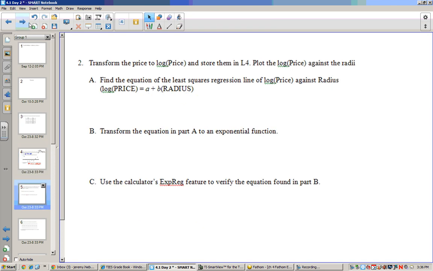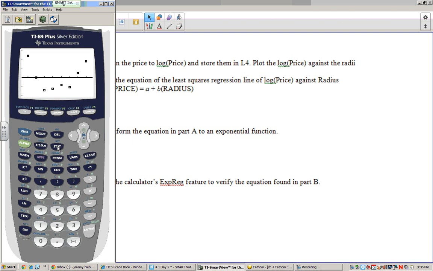And on the next page, it says, now let's put log of price in our L4 and then plot that against the radii. So I'm going to come in here, hit stat, I'm going to edit. Now I'm going to go all the way over to L4 and hit log of L2. So I'm going to log all of these values. All right, so now I want to look at this linear regression of L1 and L4. So it's my x values and the log of my y's.